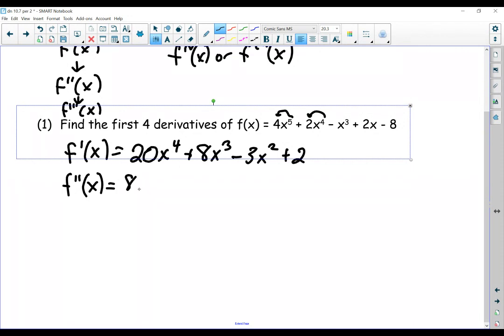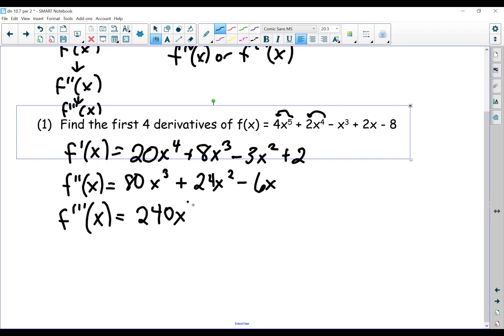So it would just be 80x cubed plus 24x squared minus 6x, and then 2 is a constant, it's going to become 0. So now I find my third derivative by taking the derivative again. 240x squared plus 48x to the first minus 6 because that's linear.